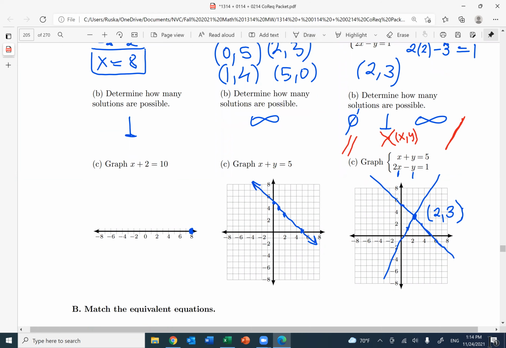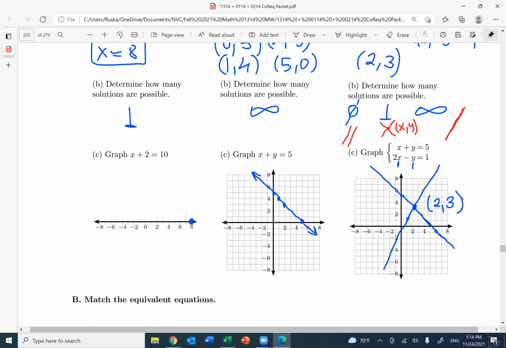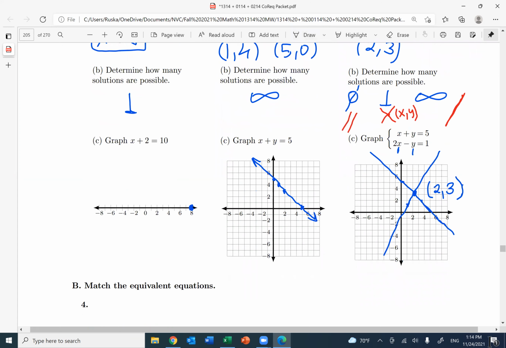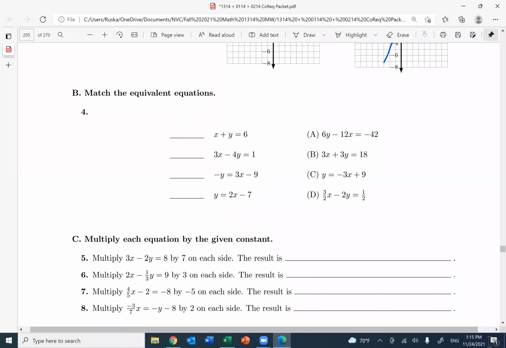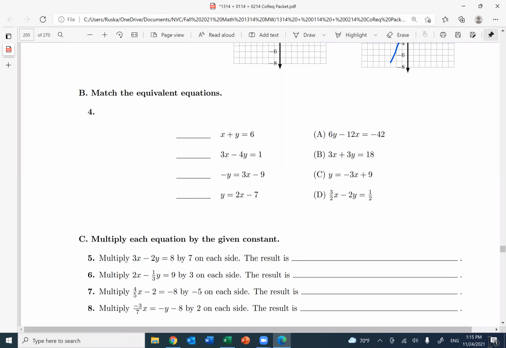Okay, going to the next one. Here we have to match the equivalent equations. So let's see which ones are equivalent. x plus y equals 6. Which one looks like x plus y equals c? This one: when I simplify this by dividing by 3, I'm going to get exactly the first one. So this is B. Everybody see that?